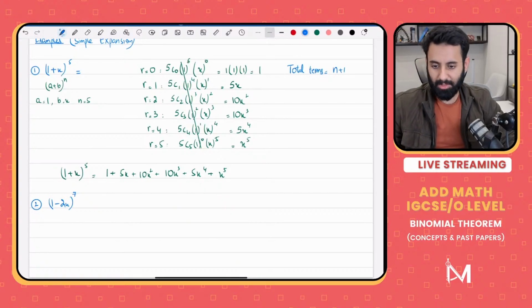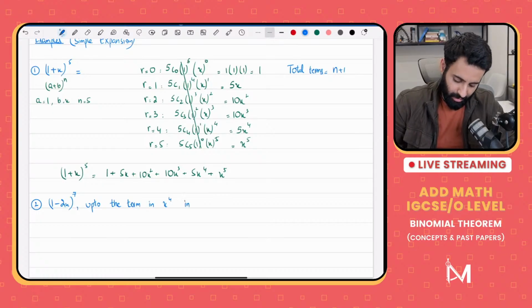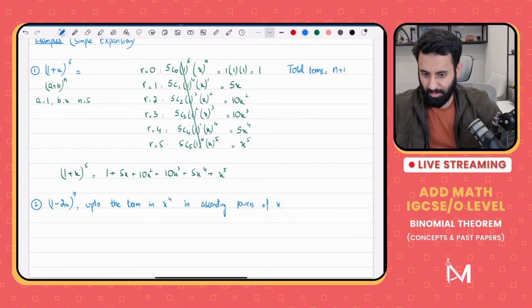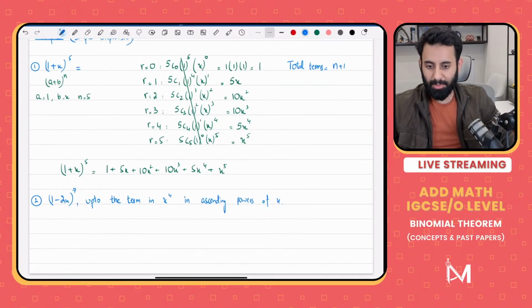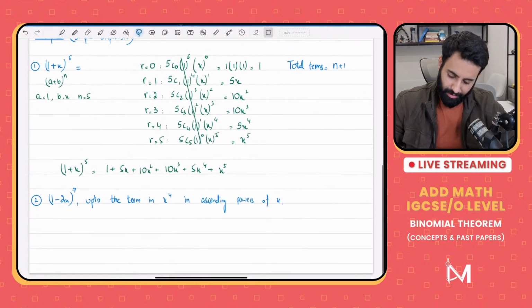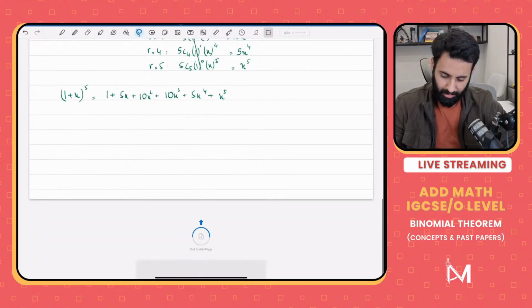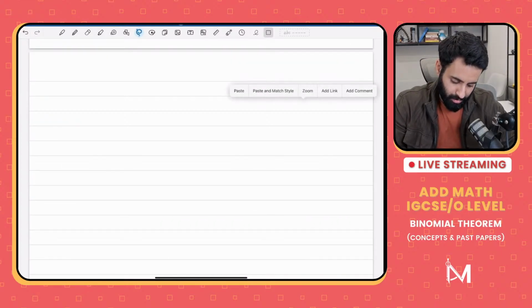Now, (1 minus 2x) raised to the power of 7, this is what we're expanding, but we're not going to expand it all the way through. Sometimes the question will say up to the term in x power 4 in ascending powers of x. Okay? So we have to expand this up to the term in x cubed in ascending powers of x. Now don't worry about ascending powers of x. When we start r from 0, it is naturally in ascending powers of x. Okay? So here we are.